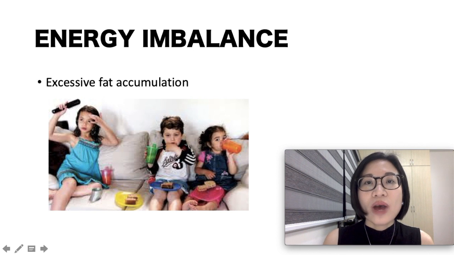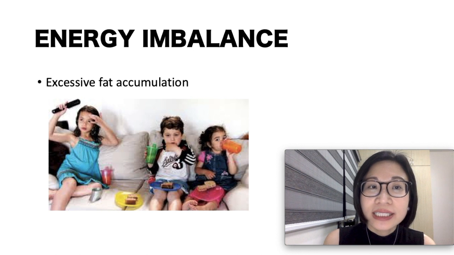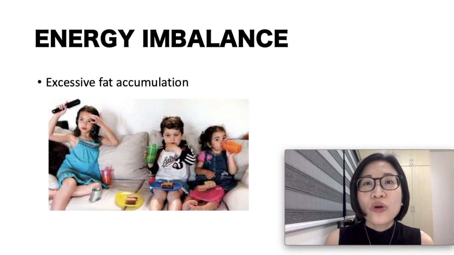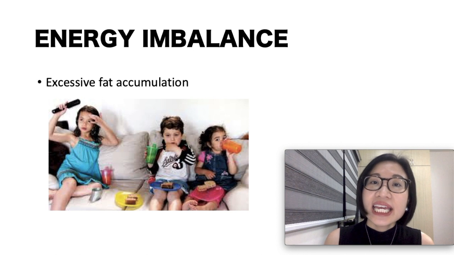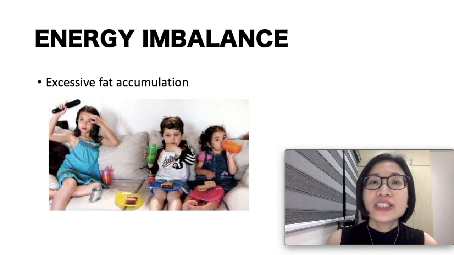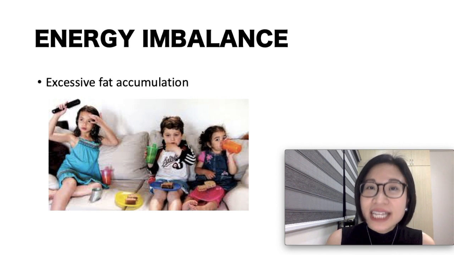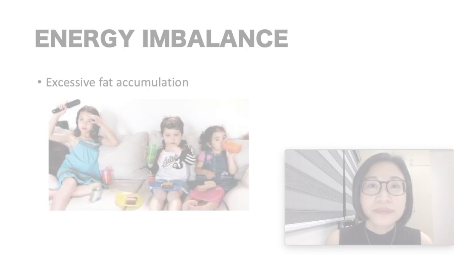So, the reason why a person is overweight or obese is because of energy imbalance. Excessive fat accumulates when the total energy intake exceeds the total energy expenditure. So, energy imbalance results from an excessive energy intake in the form of calories or from a reduced energy expenditure in the form of a sedentary lifestyle like excessive TV viewing, excessive computer use, and of course, insufficient physical activity.